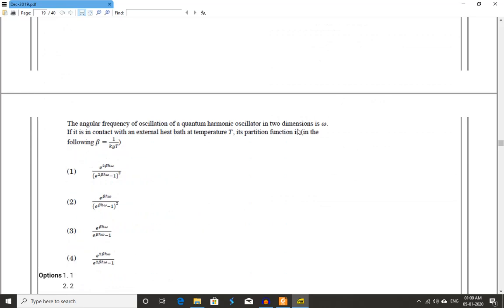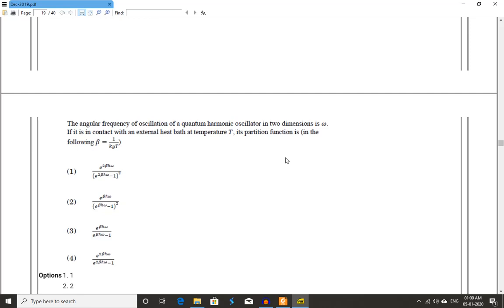This is a 2-dimensional harmonic oscillator. To be able to do this, you should have done the 1-dimensional harmonic oscillator partition function at some time in your life. So if you have done the 1-dimensional harmonic oscillator partition function, then the 2-dimensional harmonic oscillator partition function should not be very tough. So this is very easy.